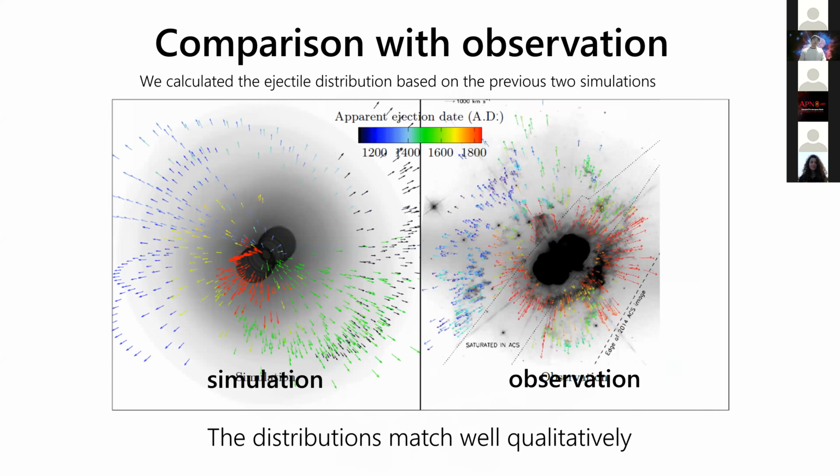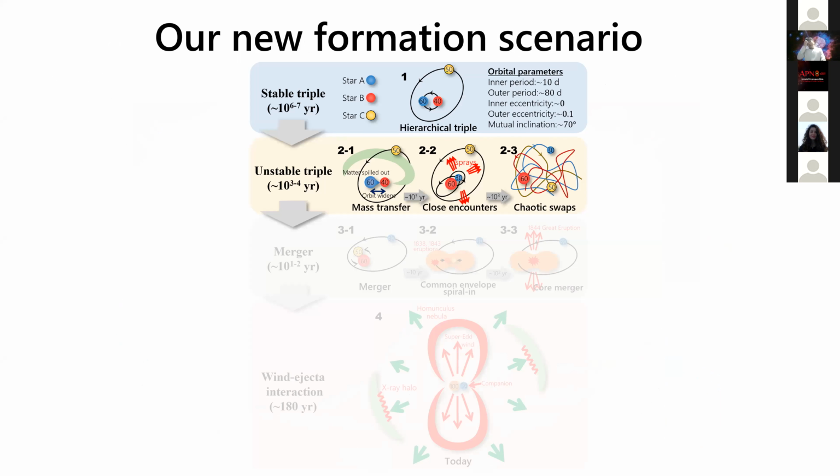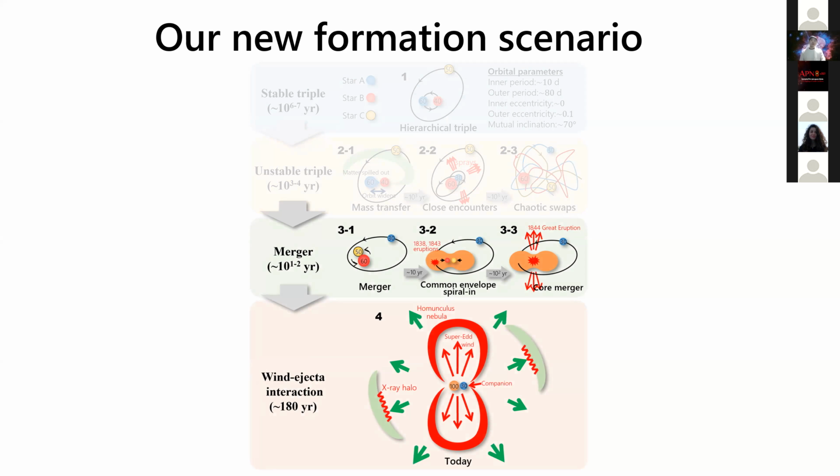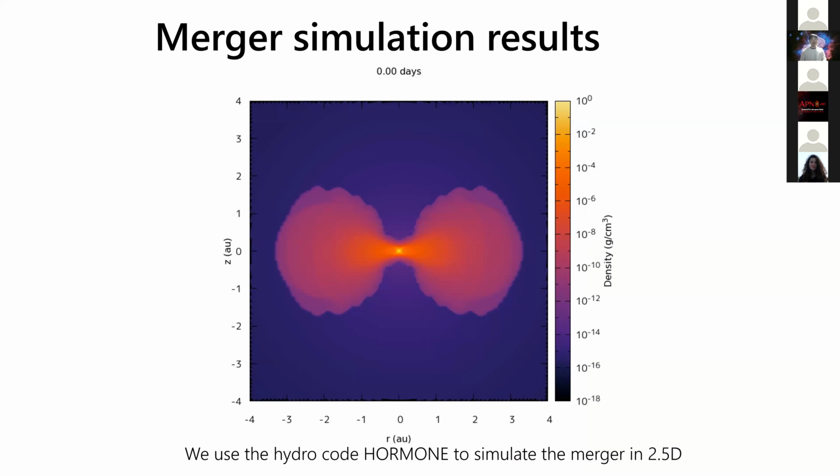Now, if we look at this from the direction we see Eta Carinae today and color the ejecta the way the observers did, we see that the distributions cooperatively match. So this sort of verifies the first half of our scenario, and here is our second half. For the second half, we think a common envelope phase led to an energy injection and then to a wind sweeping up the inner parts.